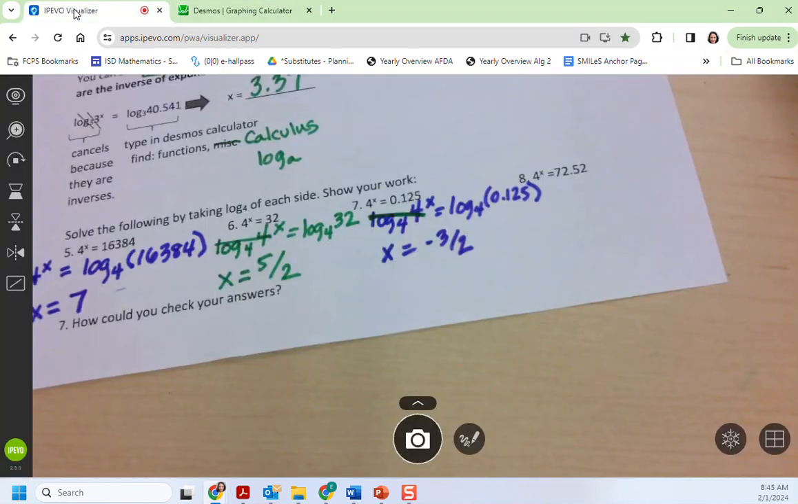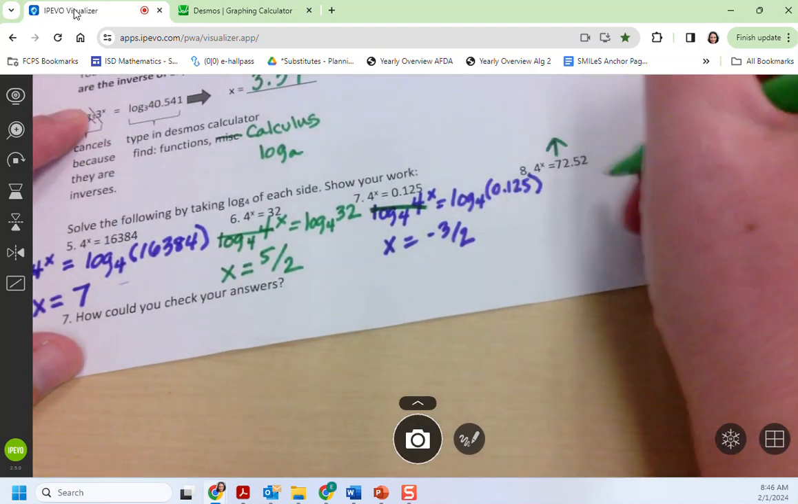I appreciate your patience if you're done. That's great. This one, I'm going to do it up here because I kind of ran out of space.